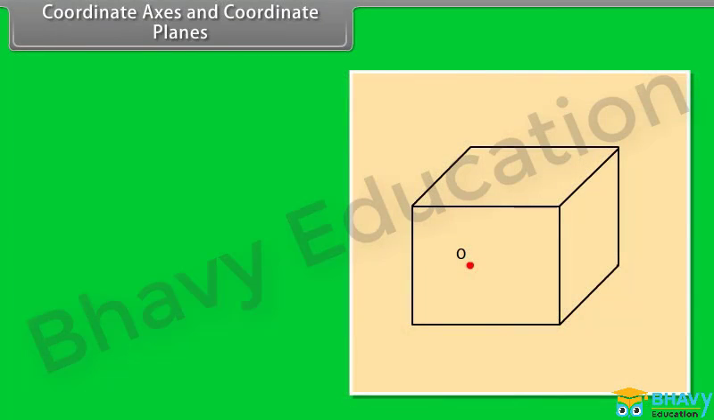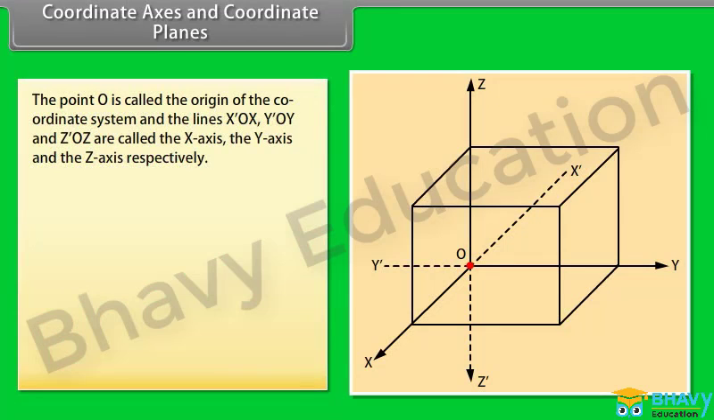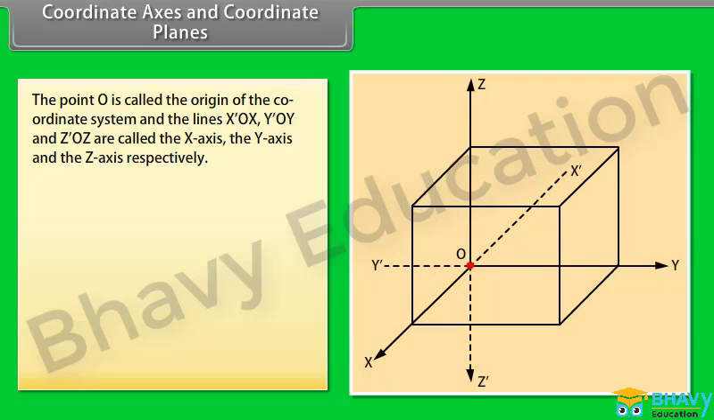Thus, the origin can be taken arbitrarily at any point of the room. Let us start with an arbitrary point O in space and draw three mutually perpendicular lines x'OX, y'OY, and z'OZ through O. The point O is called the origin of the coordinate system, and the lines x'OX, y'OY, and z'OZ are called the x-axis, the y-axis, and the z-axis respectively. The positive direction of the axis is indicated by arrows with thick lines.